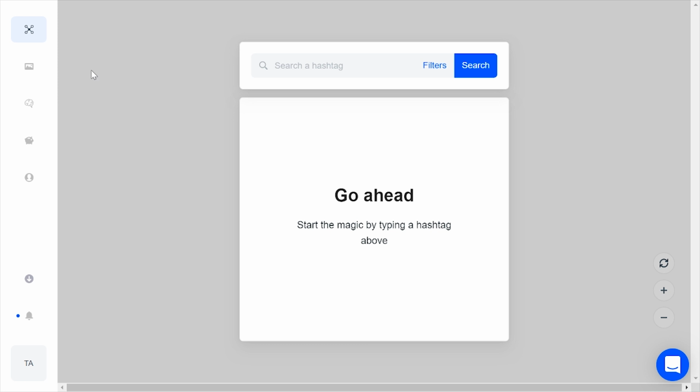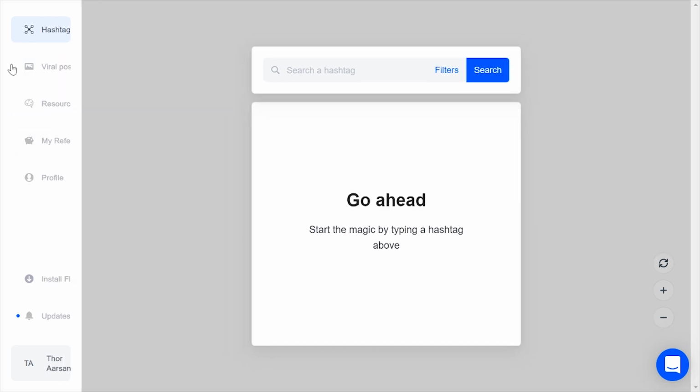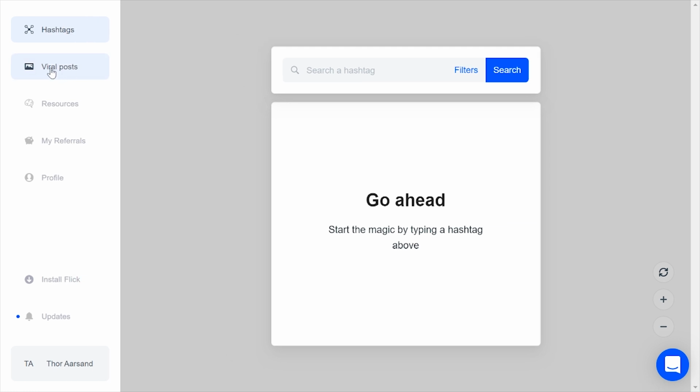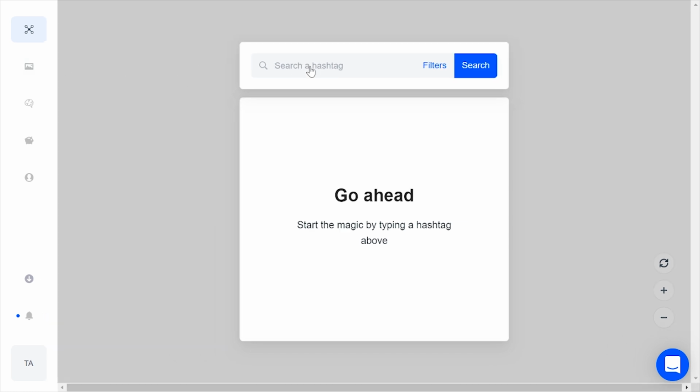So basically, once you're inside Flick here, you've got a couple of tabs. And this is viral posts. This is another thing that they're working on. But first of all, you want to search for a hashtag. So let's say you're a business and you want to do the hashtag make money online.